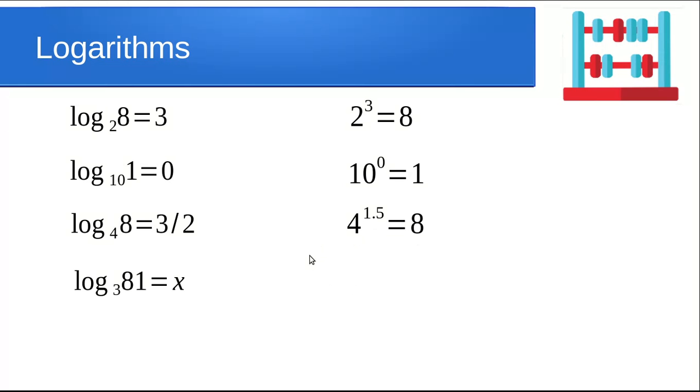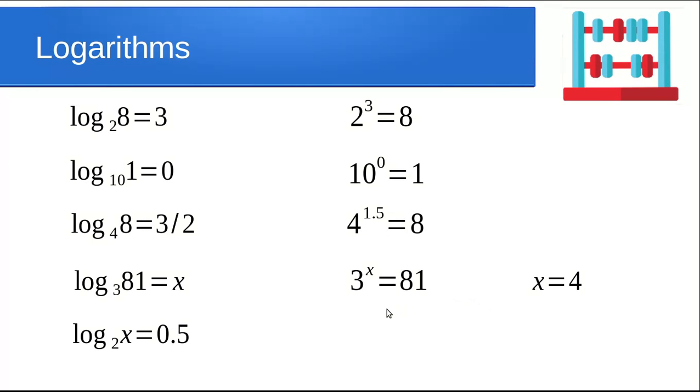Okay, let's try a couple where we need to find an unknown. What would log base 3 of 81 be then? Well, sometimes it's easier to rewrite it in index form, and it becomes a lot clearer to see what the answer is. We just do the little number to the power of the right hand side is the bigger number, and we get 3 to the x is 81, and therefore x is 4, because 3 to the power of 4 is 81.